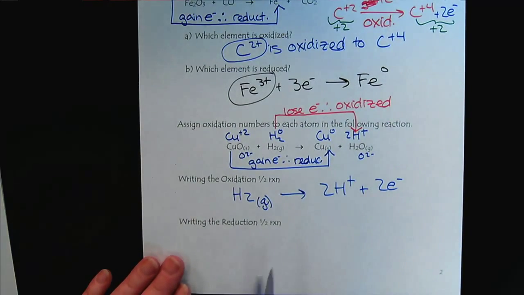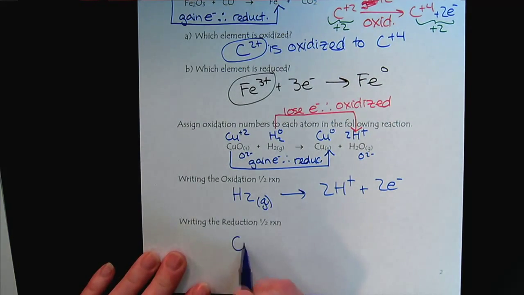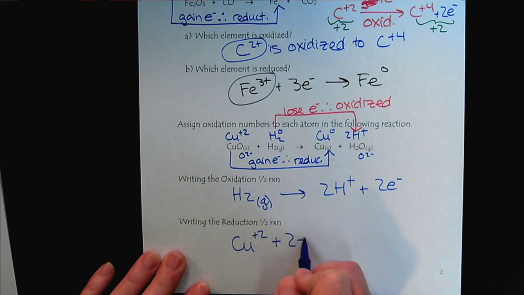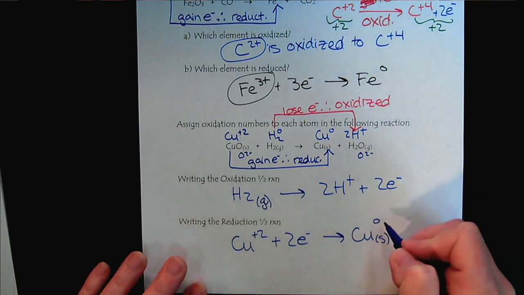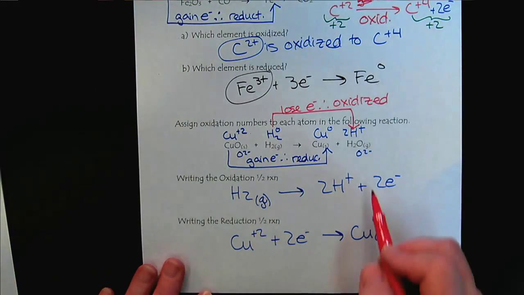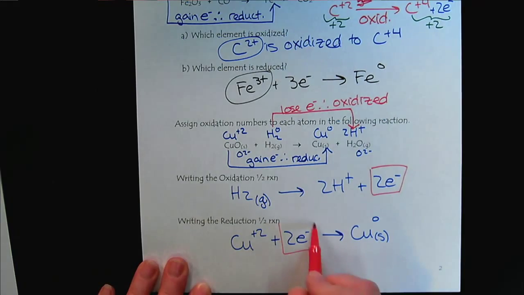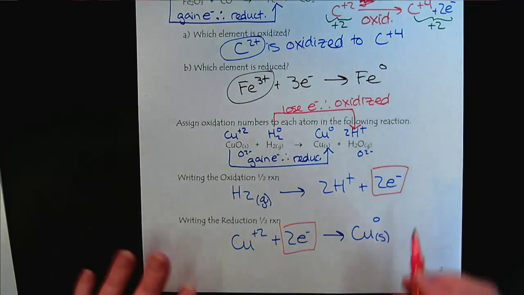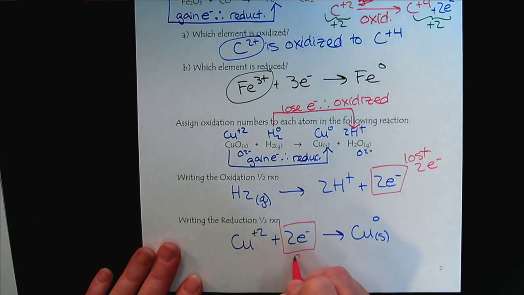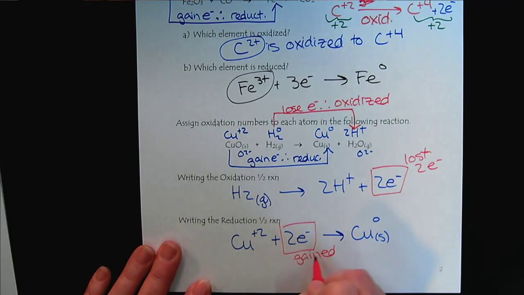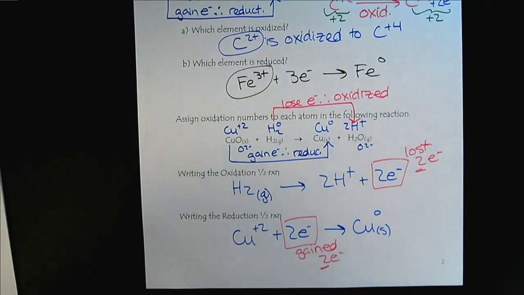Now the reduction reaction would be, here's the copper in the +2 state. It is going to have to gain 2 electrons to become copper solid at 0. And I think it's really important to notice that oxidation and reduction reactions have to occur together. Here we lost 2 electrons, and here we gained 2 electrons. Not only does there have to be loss and gain, but it has to be the same number of electrons. We're not allowed to have any electrons floating around in space.